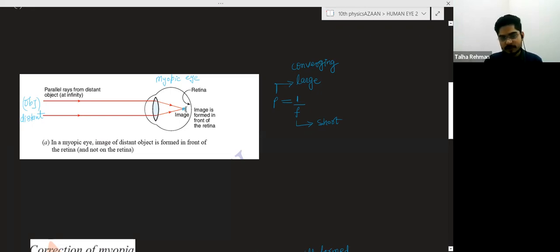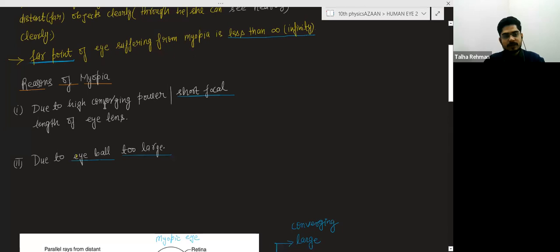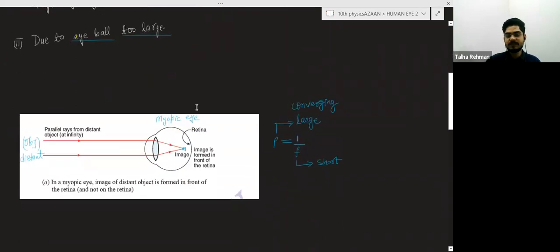but the image here is forming in front of the retina, and for clear vision the image should form on the retina. So here the image is forming in front of the retina, so that is why the person is not able to see the object clearly. So what happens in myopia is that the converging power becomes high, or you can say the focal length of the eye lens becomes less.